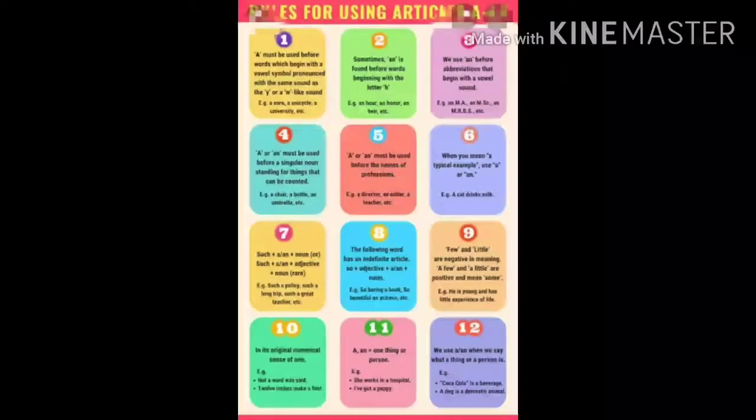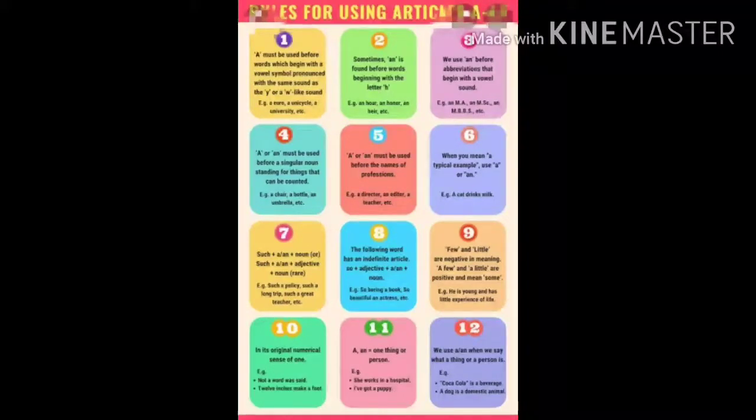Now, let's go to the next point, point number 2. Sometimes an is found before words beginning with the letter H. For example, an hour, an honor, an heir, etc. I had discussed it before. Third point, we use an before abbreviations that begin with a vowel sound. Example, an MA, an MSc, an MBBS.